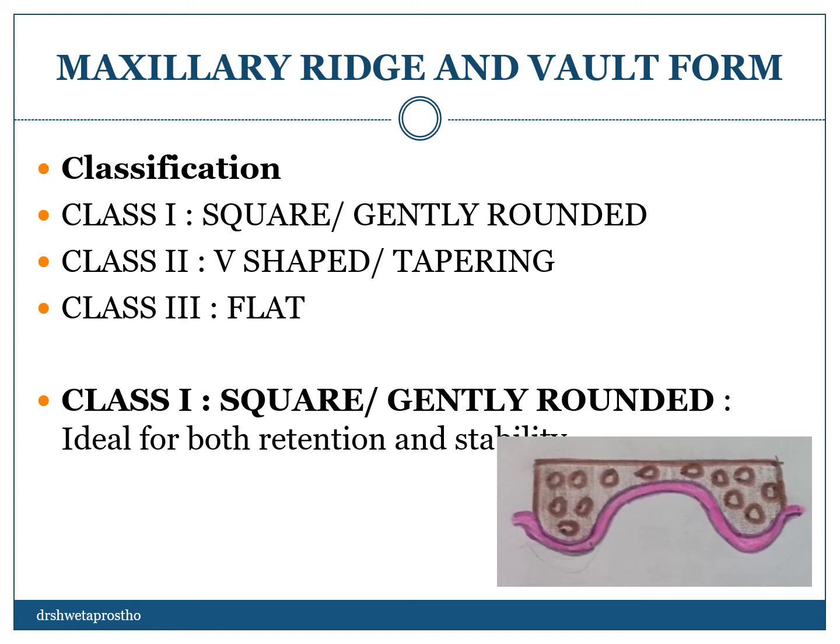Maxillary ridge and the palatal vault form. It is the ridge form and the palatal form through its cross section. It can be classified as class 1 square or gently rounded, class 2 V-shaped or tapering, and class 3 flat. The picture here shows the class 1 type, that is the square or gently rounded, and it is the ideal form for both retention and stability.